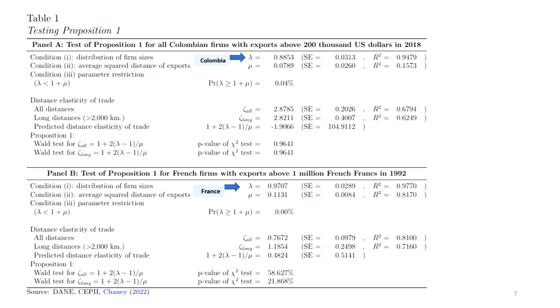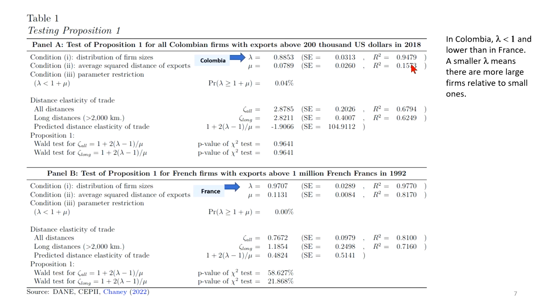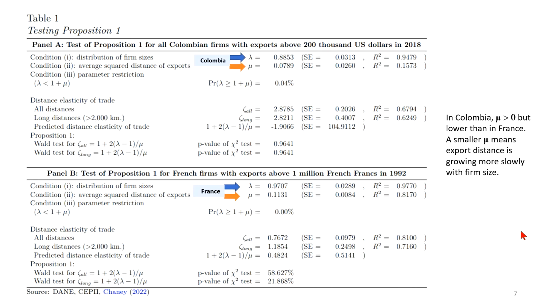So let me just go briefly through the results. Top panel is Colombia, lower panel is France. The shape parameter of the Pareto distribution is smaller in Colombia, which basically means that there are more large firms relative to small ones in Colombia. Then when I calculate the parameter for condition 2 in proposition 1, I find that export distance grows faster in France compared to Colombia.